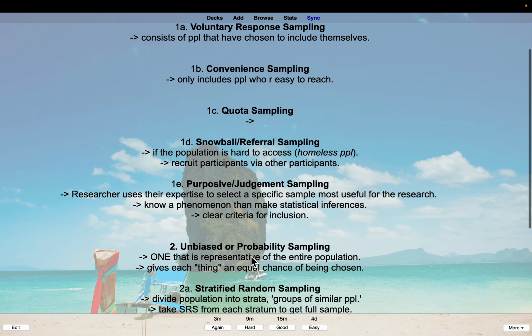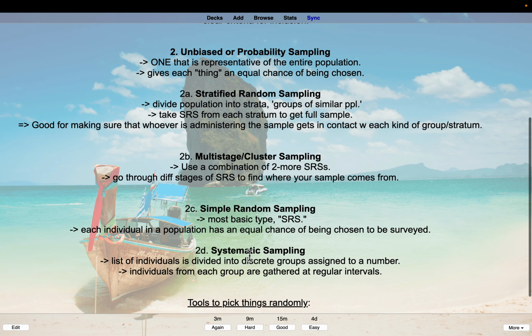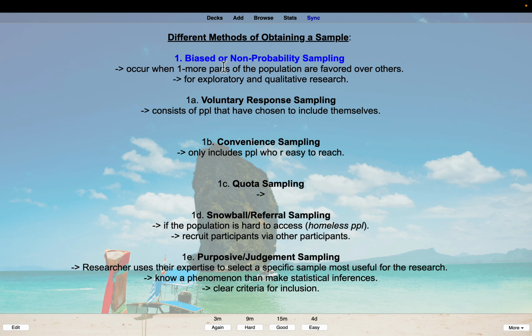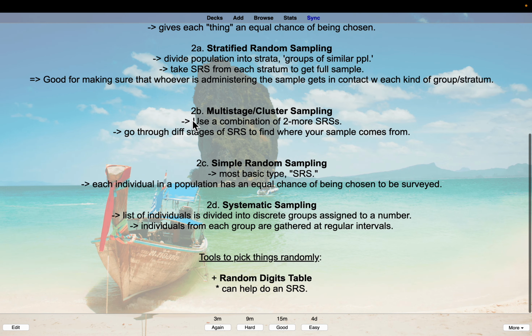In the second common general method, we have unbiased or probability sampling. So one that is representative of the entire population, it gives each thing an equal chance of being chosen. So an equal chance of being chosen also means being unbiased. Unlike this, it's biased because you're not choosing candidates out of a random order or randomly.